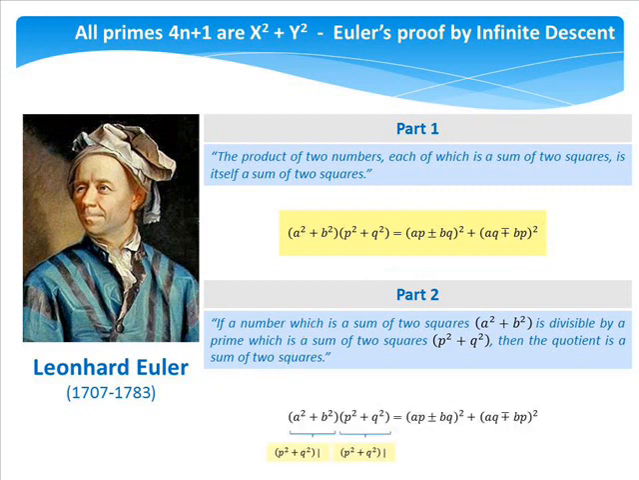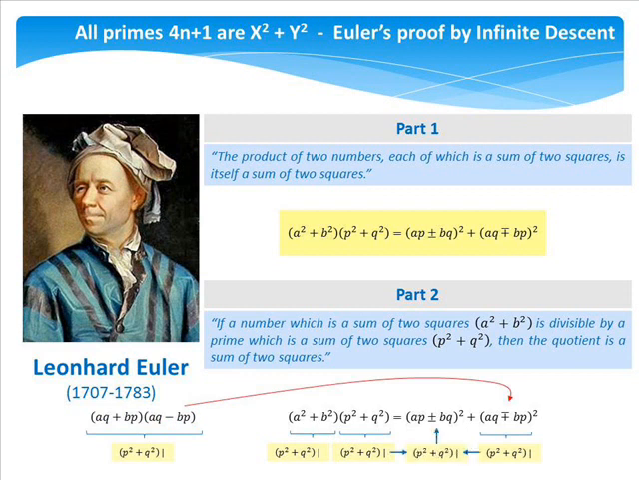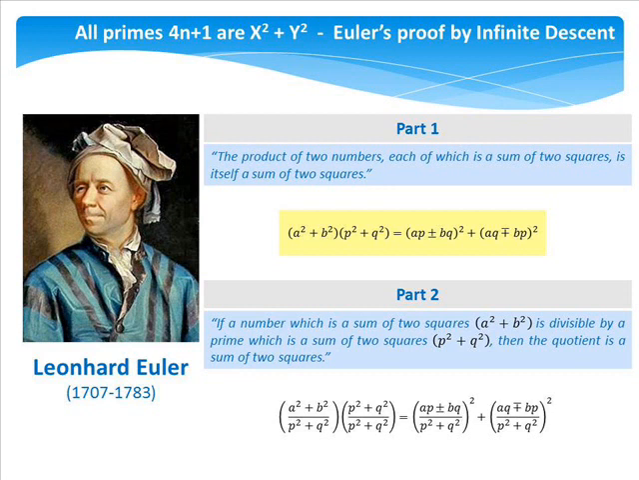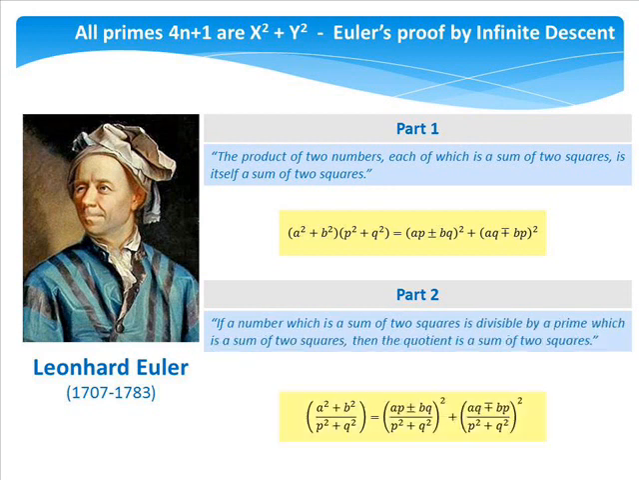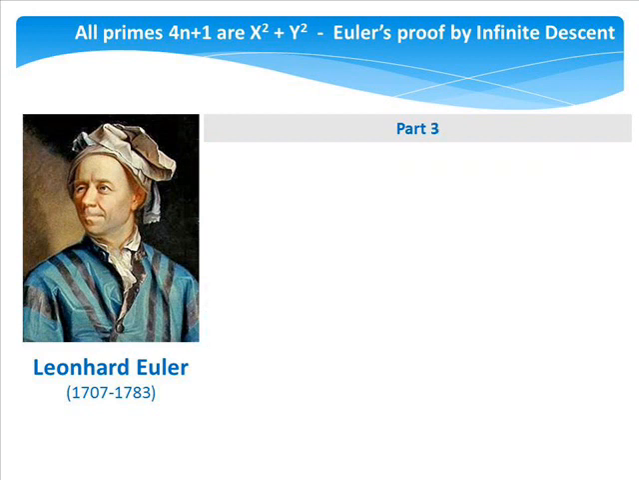Given that p squared plus q squared divides the terms at the left of the equal sign, and that it also divides the second square at the right side, it must also divide the first square. Therefore, we can divide all the terms by p squared plus q squared, resulting in a quotient that is itself a sum of two squares.